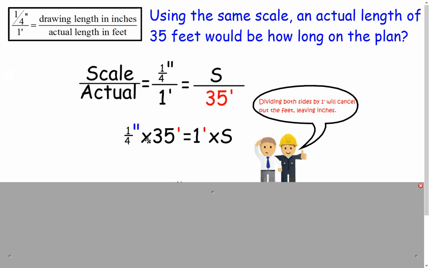1/4 inch times 35 feet equals 1 foot times S. If you divide both sides by that 1 foot, the feet are going to cancel out.